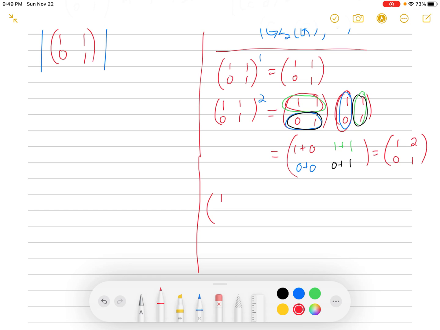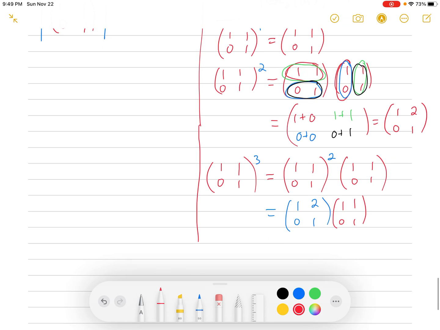We take the 3 copies of this, [1, 0, 1, 1], to the third power. Well, think about what that would be. That would be 2 copies, right? [1, 0, 1, 1], times an additional copy, [1, 0, 1, 1]. Now, do we already know what the square of [1, 0, 1, 1] is? Yeah, we know it from the previous step, right? It's [1, 0, 2, 1]. We're going to multiply that by [1, 0, 1, 1]. So let's multiply.